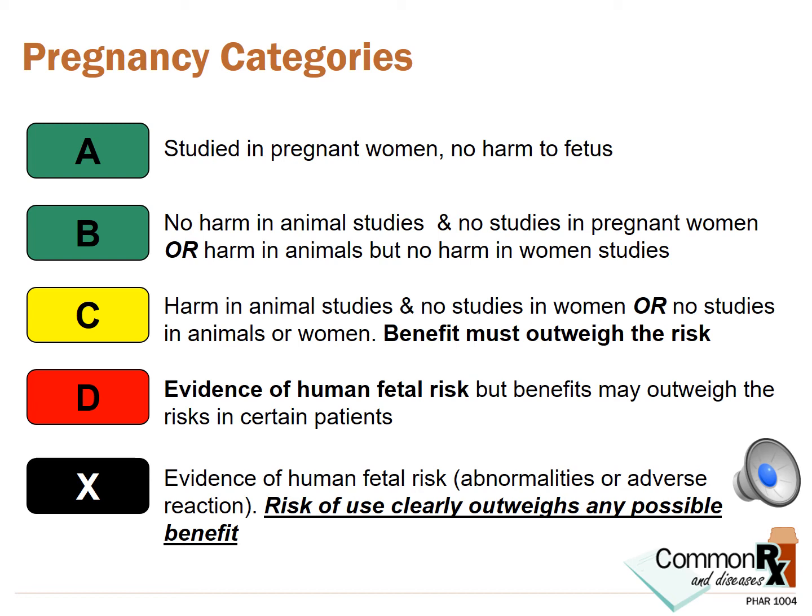Category A is the best, where we have studies that show that there is no harm to the fetus when pregnant women take the drug. Category B is slightly lower.